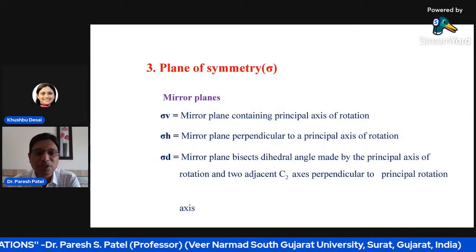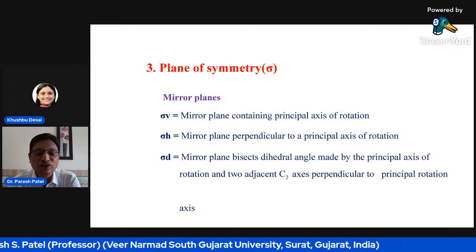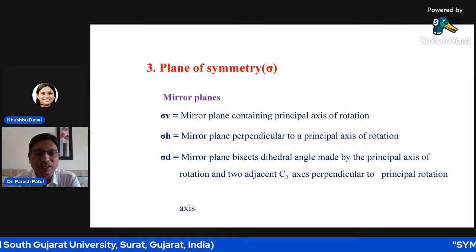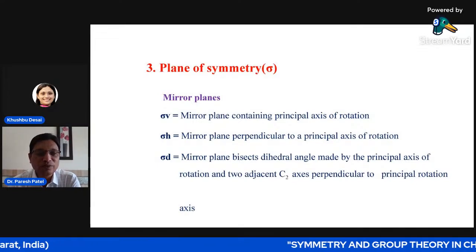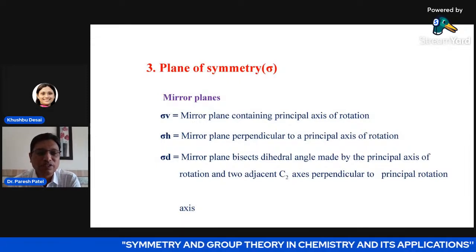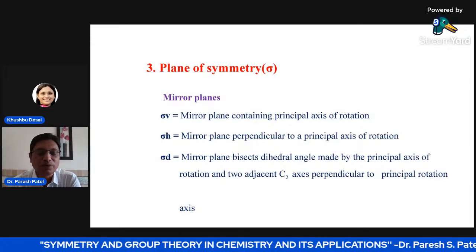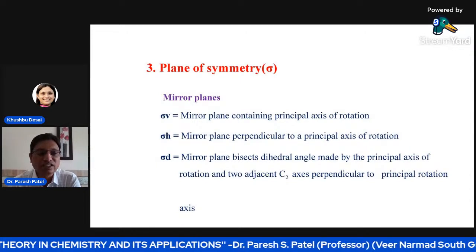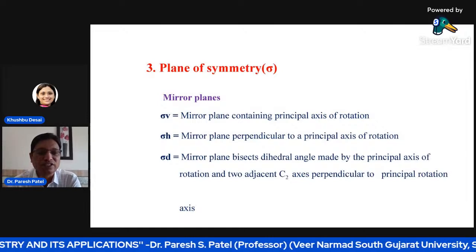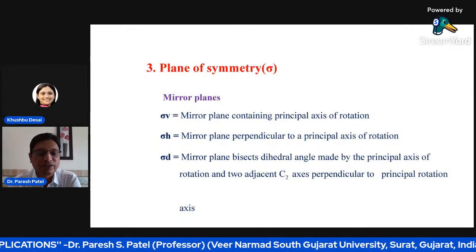So this type of symmetry can be recognized as a diagonal or dihedral plane of symmetry, symbolized by sigma d. Okay, vertical plane of symmetry. What is a vertical plane of symmetry? If the plane is parallel to the main principal axis, that type of symmetry can be recognized as a vertical plane of symmetry, and that symmetry element as well as symmetry operation can be represented as sigma v.